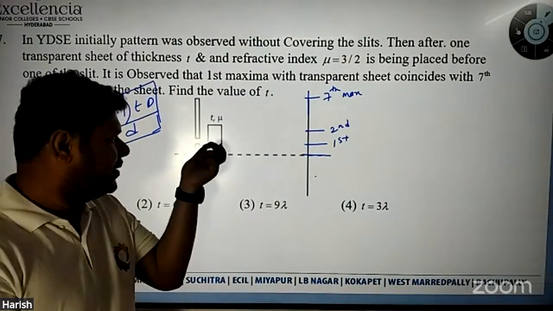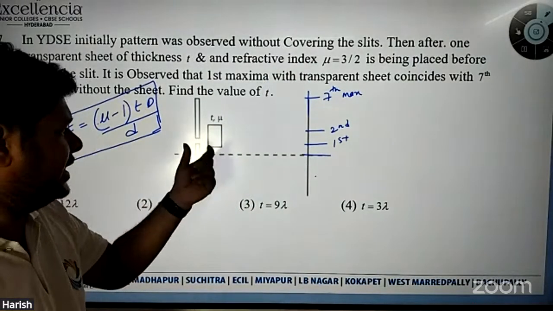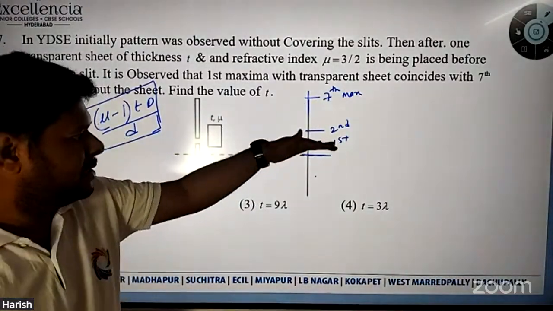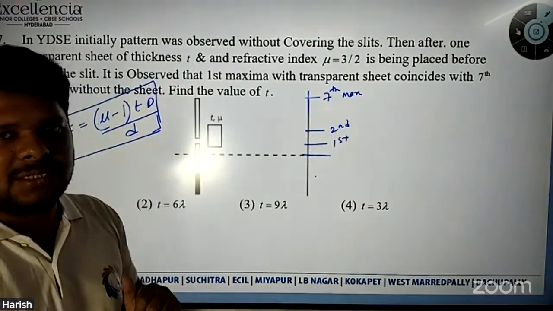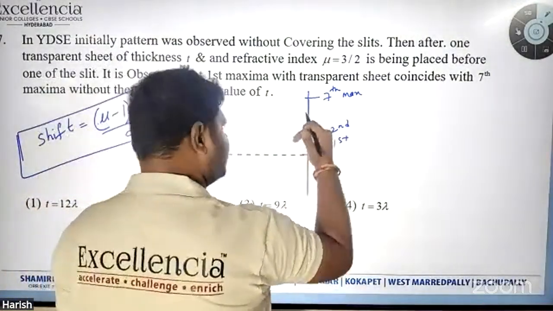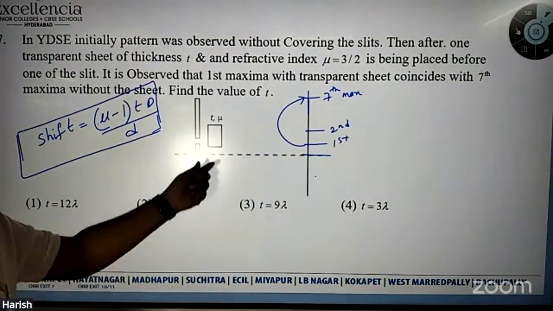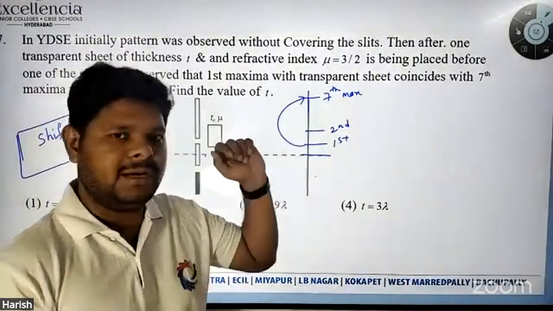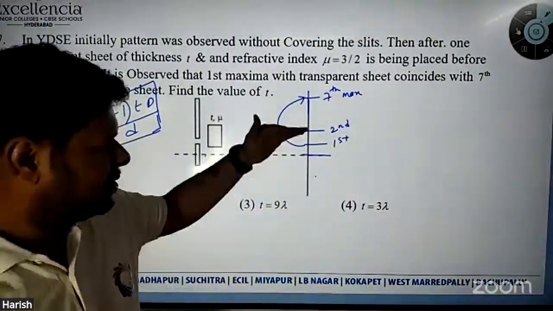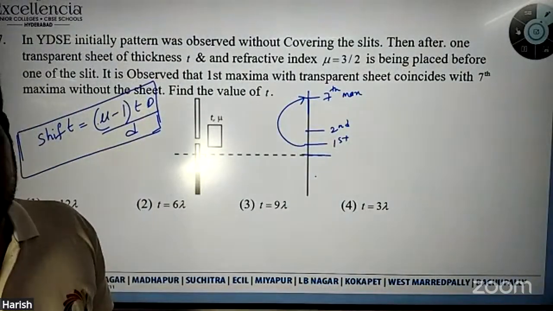As I said earlier, when I place this slab here, the fringes will shift. Now they are saying that earlier here we used to have the seventh maxima, but after placing this slab, the first maxima is coinciding with this. You can understand that after placing this, the first maxima is shifting here. So in the absence of the sheet, here we are getting the seventh maxima. In the presence of that sheet, there we are getting the first maxima. So what does it mean? The first maxima is shifting till here. So from this we can find the shift directly.